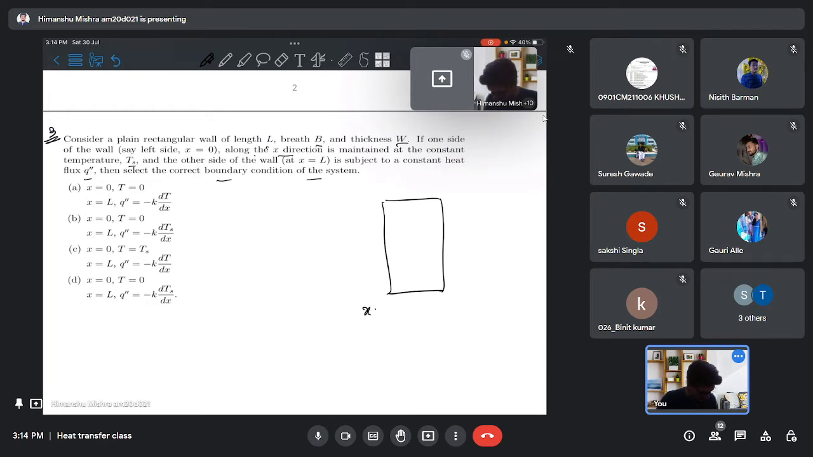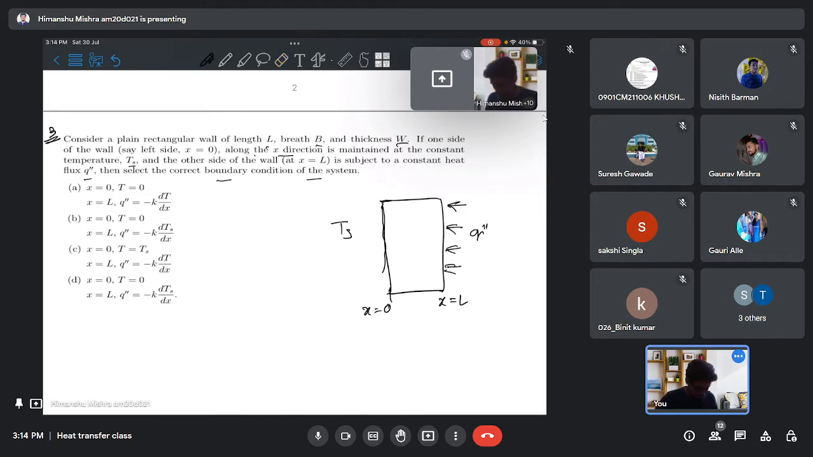Let us define here x equal to 0 and here x equals L. So the question says that at the left side I have a fixed temperature which is defined as Ts, whereas at the right side of the wall we are imparting the constant heat flux, which is let's say q double dash. So what should be the boundary condition?